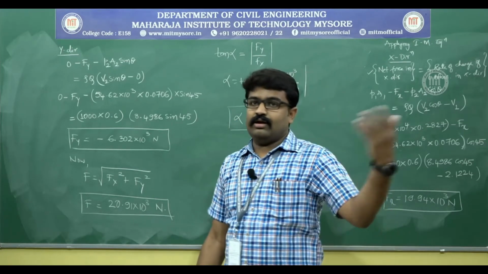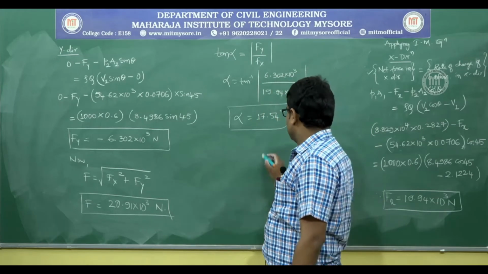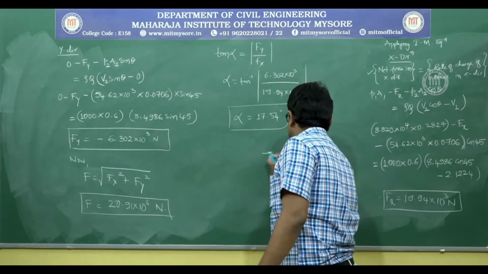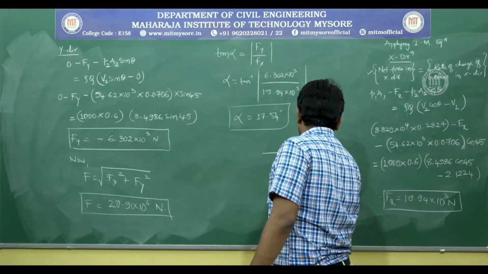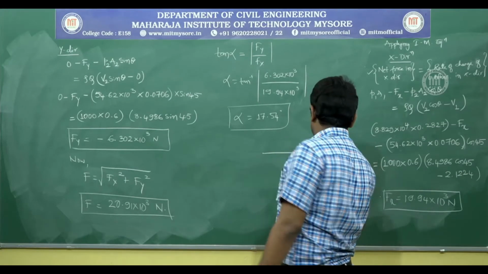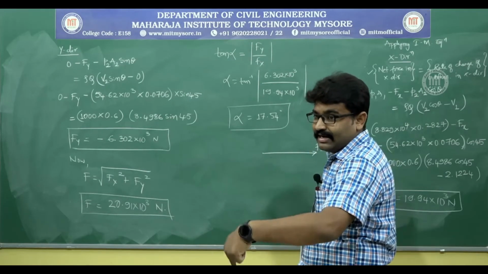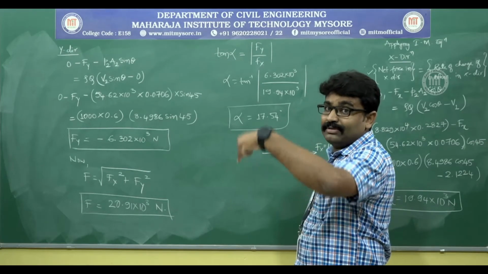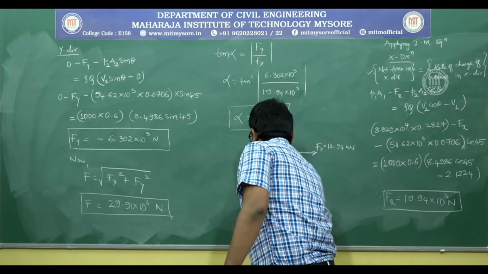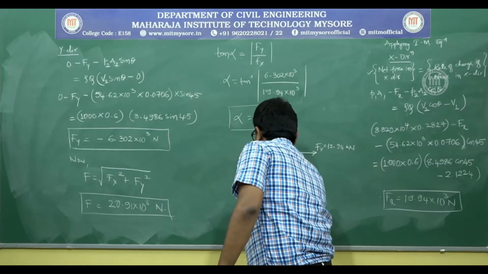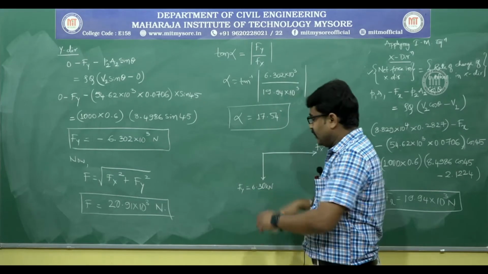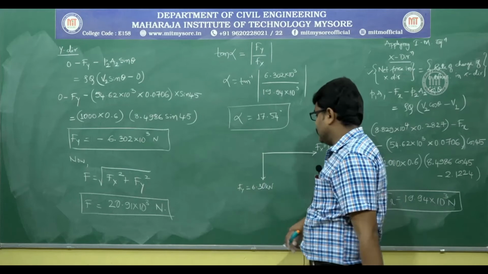Using all these things, you can draw a representation diagram. Fx is in positive direction, and Fx is equal to 19.94 kilonewton. But Fy is in the negative direction. Negative direction in our representation is vertically downwards. So Fy is equal to 6.30 kilonewton. I will not write the negative sign here purposefully because I have shown it in the direction.